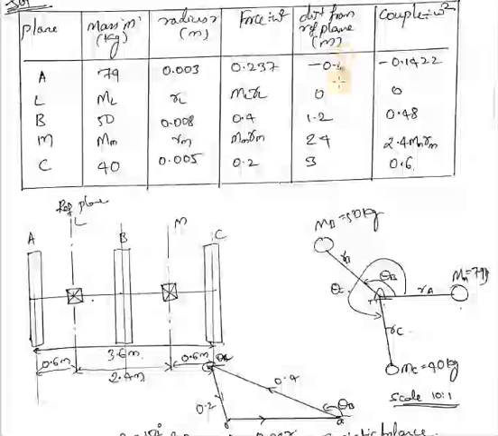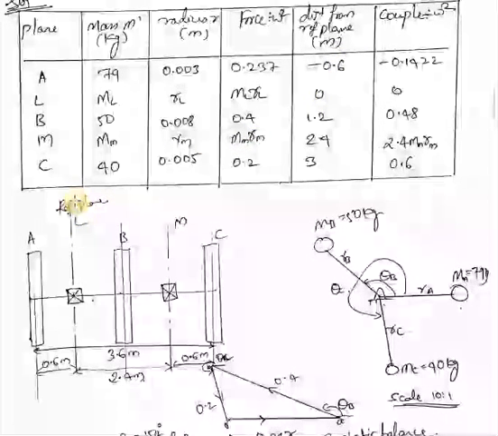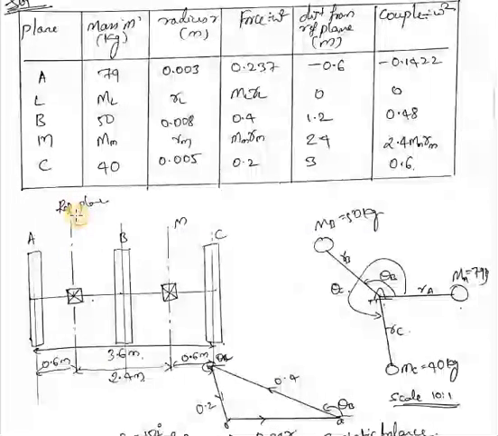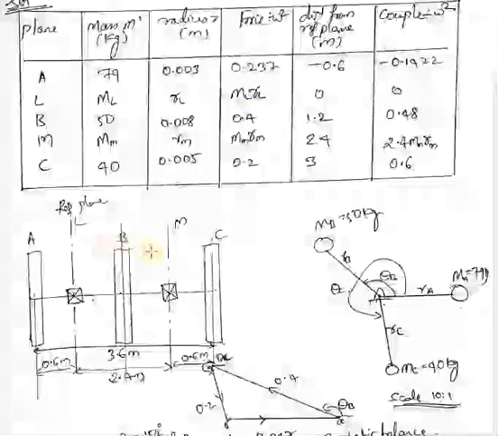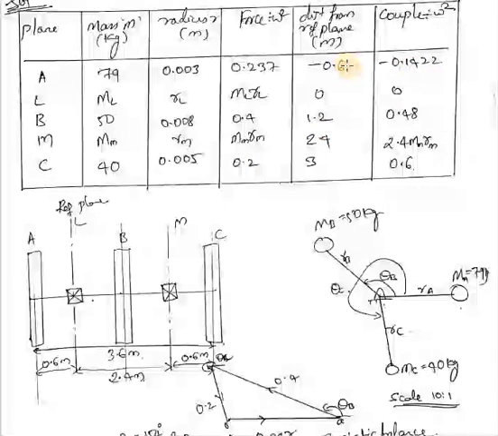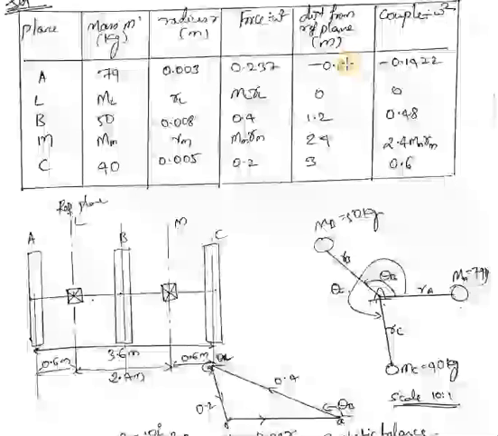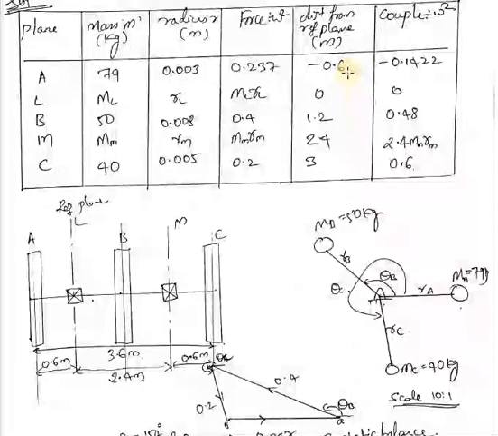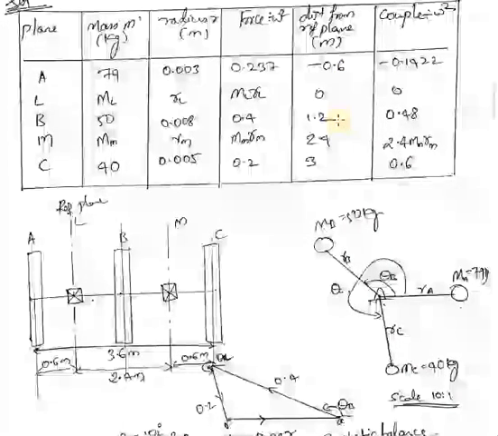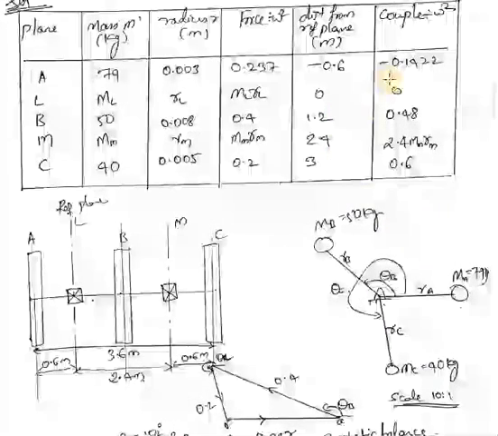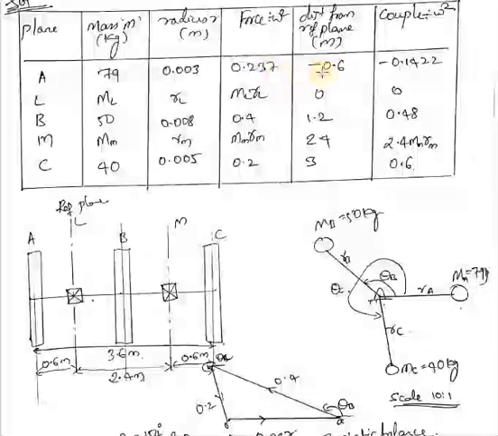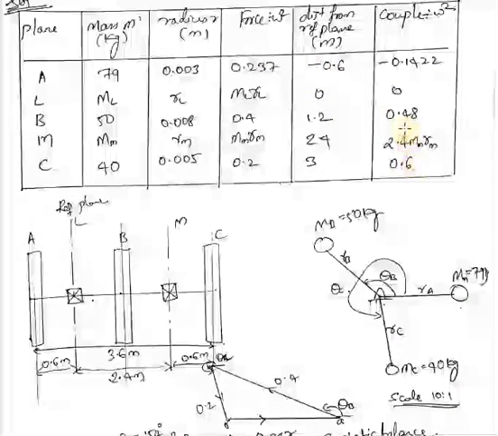Then the distance from the reference plane. So here I have taken reference plane as the L plane. Whichever masses are towards the left side, their distances you have to take with a negative sign, and right side with positive sign. So for A it is minus 0.6, for L it is 0, for B it is 1.2, for M it is 2.4 and for C it is 3, and a couple you need to calculate by multiplying this force to this distance. We get these values.